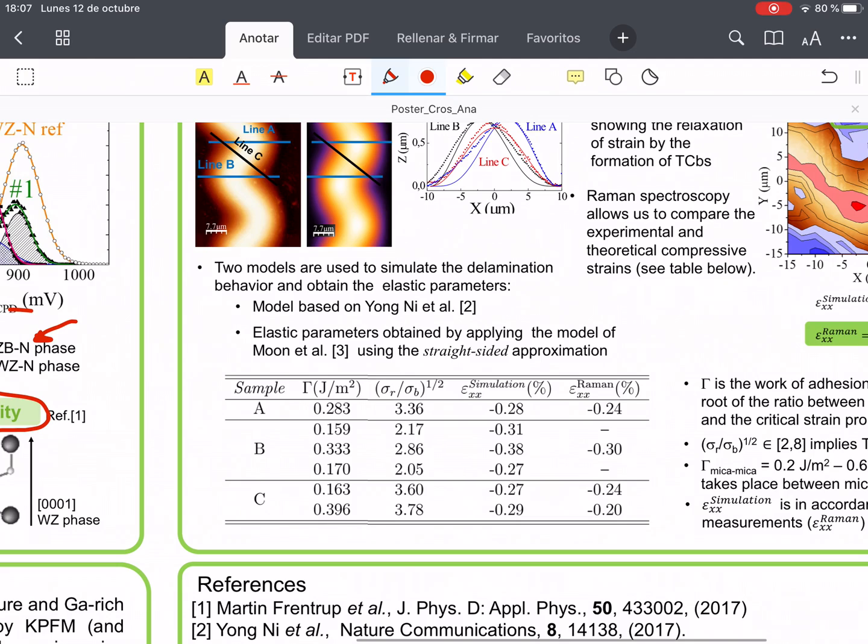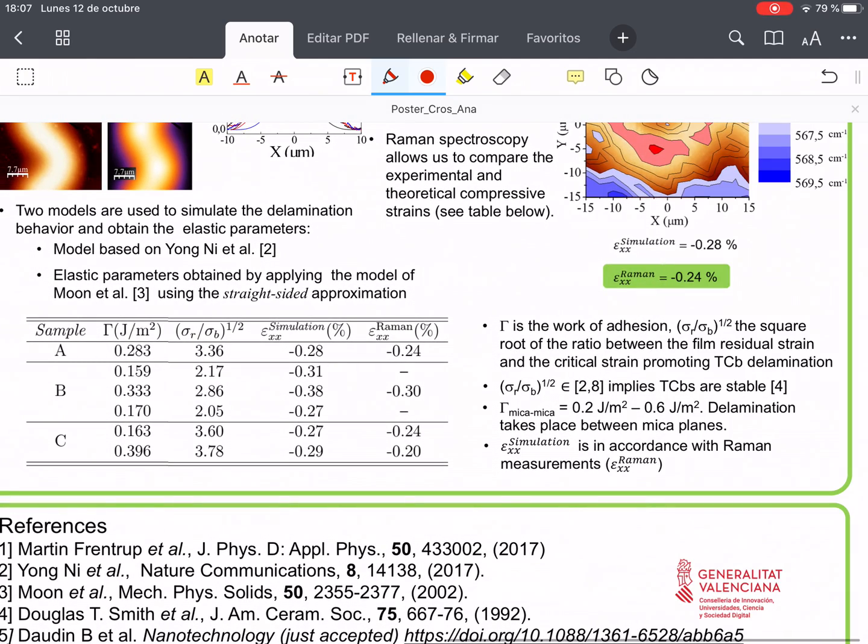And we have obtained different parameters. The work of adhesion, which is here. We also determine the square root of the ratio between the film residual strain and the critical strain, promoting the formation of the telephone cord buckles. And then we can obtain the strain from the simulation and compare it with the Raman measurements. And we see that the strain compares quite well with the measurements.